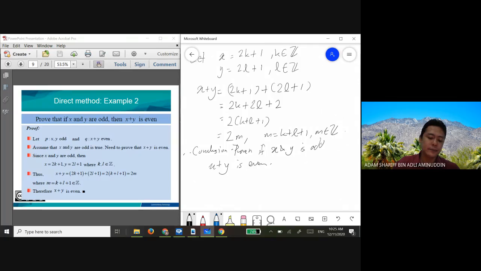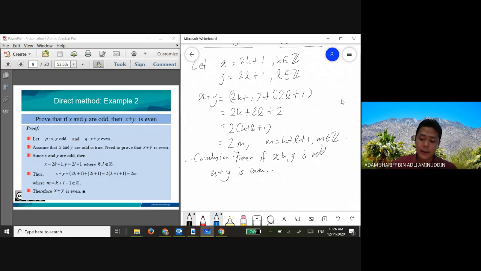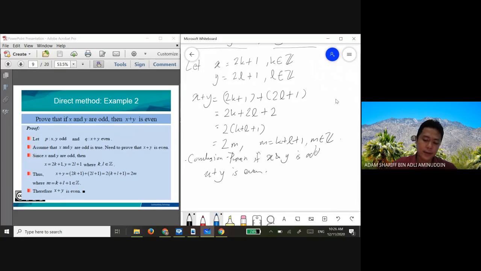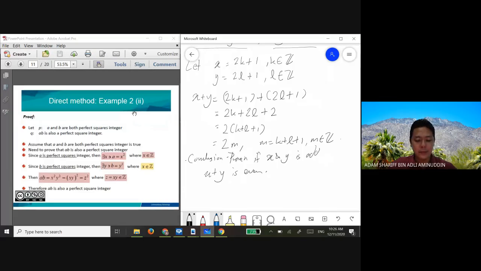Okay. This is the method of a direct one, and it's quite easy to understand. It follows the direct thinking. Kita assume the condition is correct. We try to test the theory of the condition, and then at the end you try by using your creativity to show that at the end it satisfy the conclusion. Okay, ni dah.